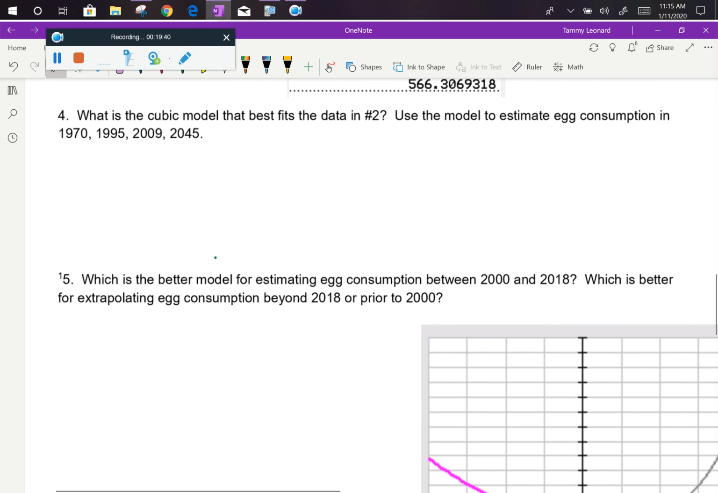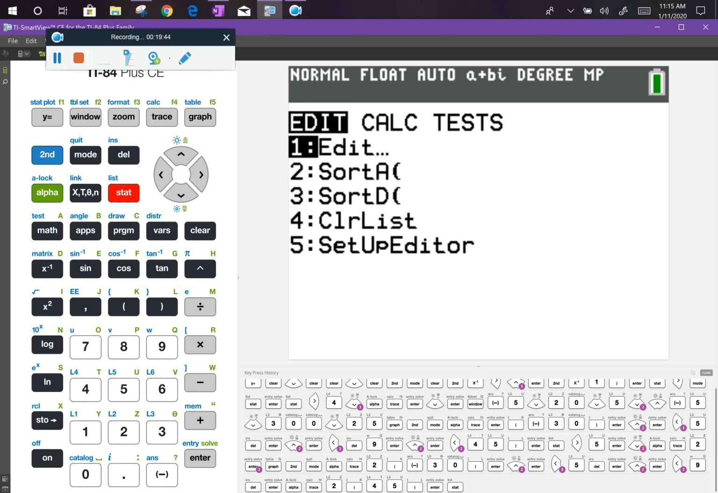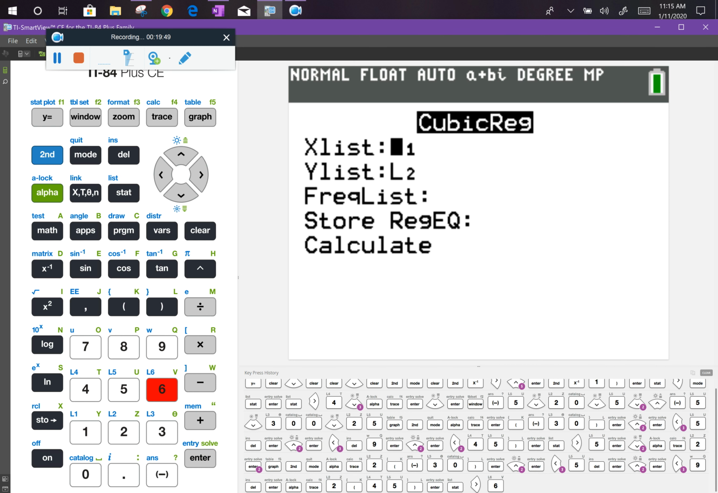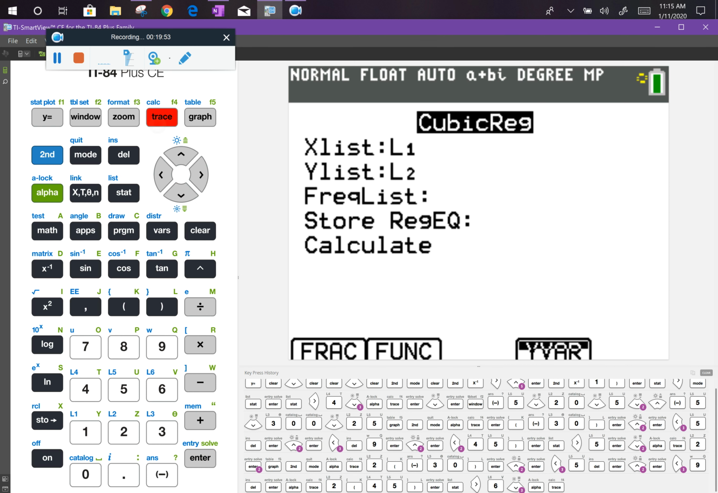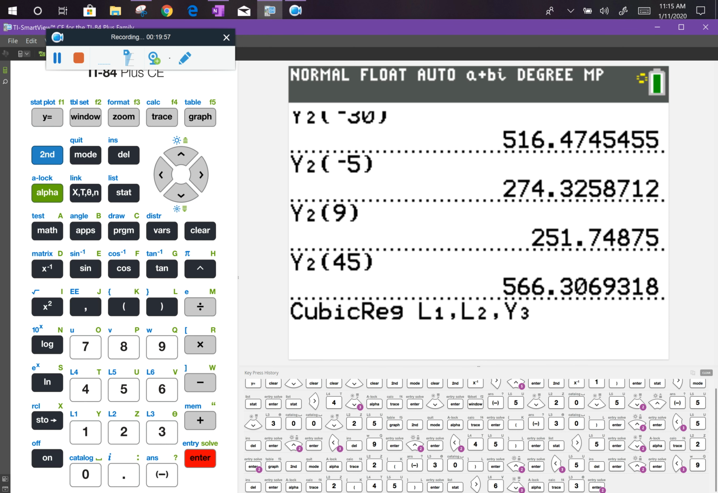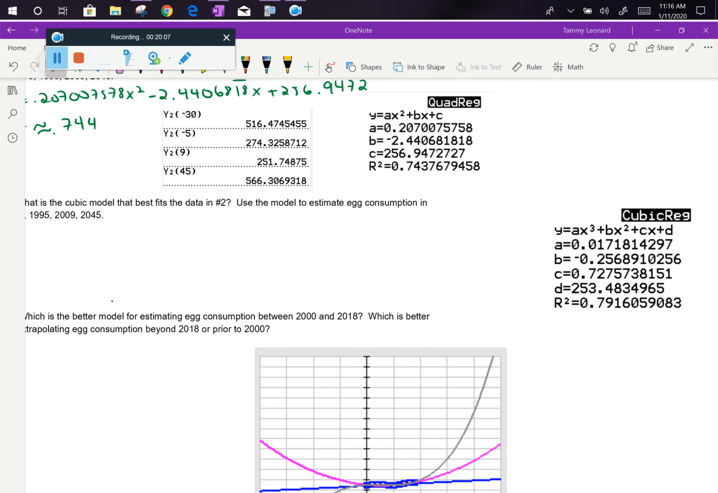So for the cubic model, we're going to go back to our calculator. We're going to do second stat calc, and we're going to choose cubic regression. If we wanted to, we could do this a fourth time and do quartic regression, but we're going to call it quits after cubic in this particular case. We're putting it in Y3 this time, again, so that we keep all three models together. And just as we did before, we're going to record that information. We're going to look at the correlation coefficient and write the model.